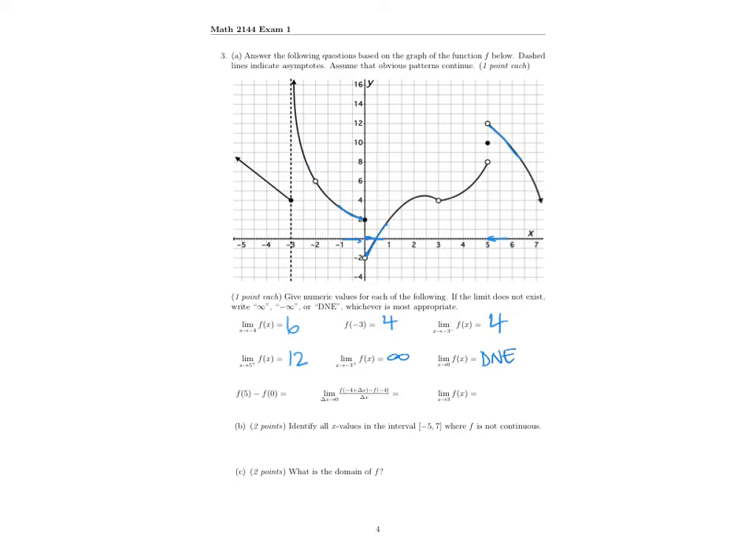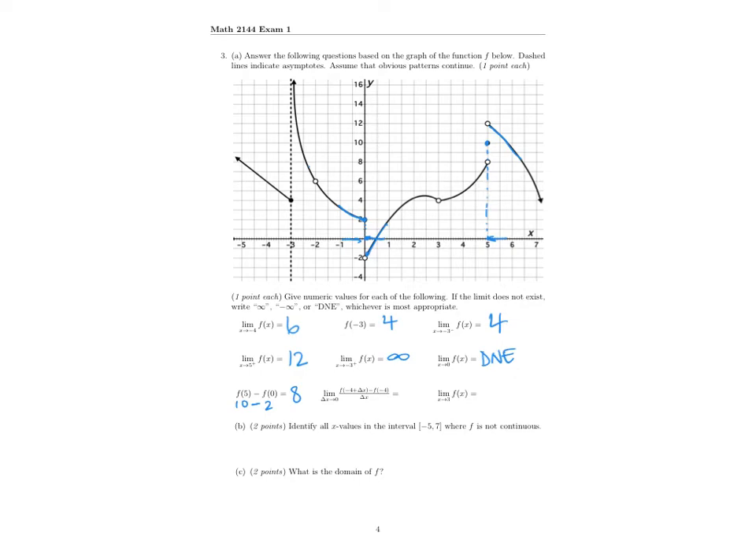The next question is asking for f of 5 minus f of 0. So f of 5 should be a value we can just find from the graph. So if I go over here to 5 on the x-axis and I go up, I see that filled in dot happens at y equals 10. And f of 0, if I go over here to 0 and I go up, I see that filled in dot is at 2. So 10 minus 2 is 8.